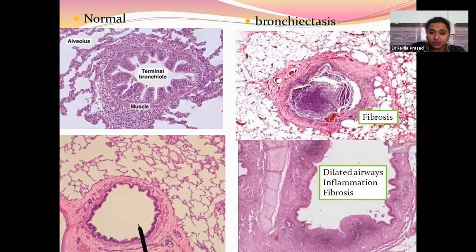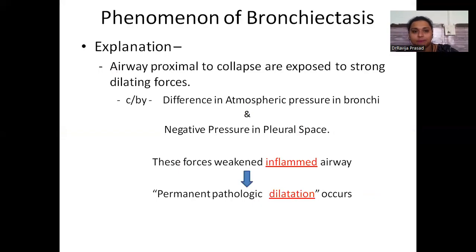Now, in the normal picture of bronchi, you can see the cell is completely healthy and normal. The alveolus is normal, bronchioles are normal, and muscles are intact. But in the bronchiectatic spaces, in the terminal bronchioles, you can see a shaggy part and the fibrous part. Near the endothelial borderline, you can see the dilated airways, inflammation, and fibrosis. So these are the changes when you look at a part of a bronchial cell, comparing a normal cell and the bronchiectasis cell.